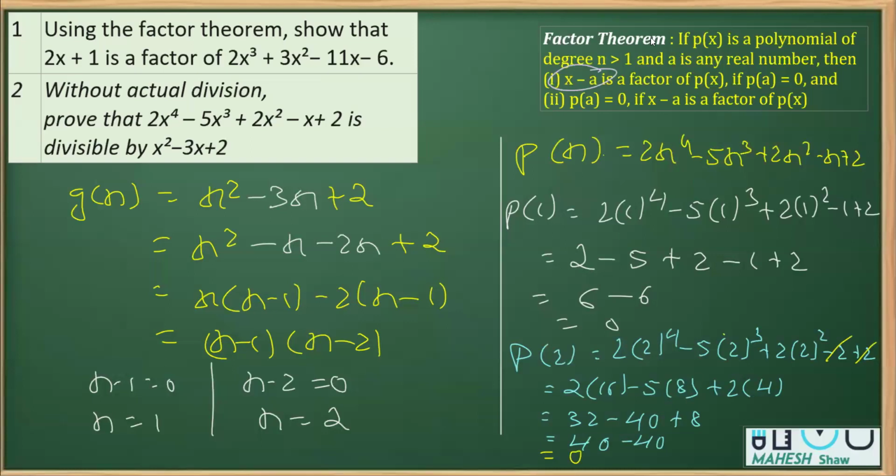So what we have shown here is that 1 and 2 are zeros of this polynomial. And by factorization, we have shown that the zeros of the divisor are the same as zeros of the dividend. Therefore, this proves that x square minus 3x plus 2 is a factor of this polynomial.